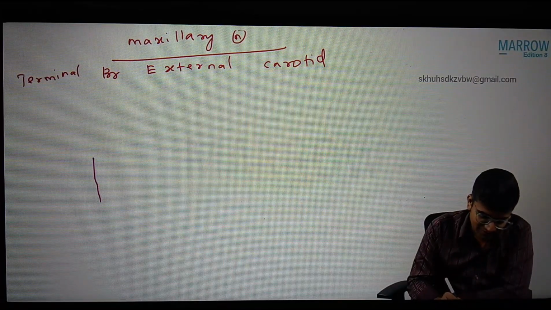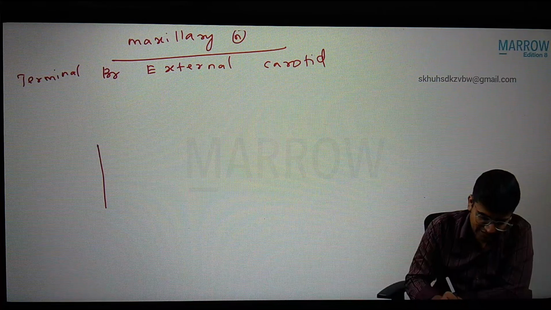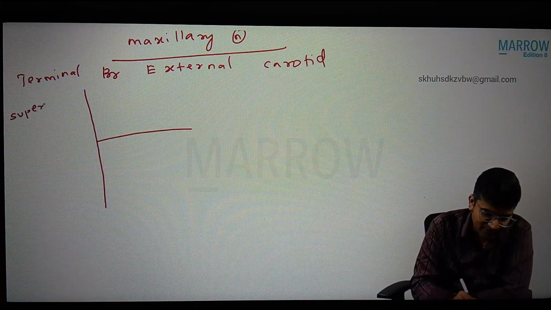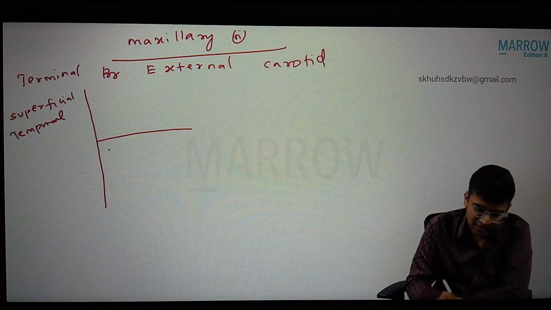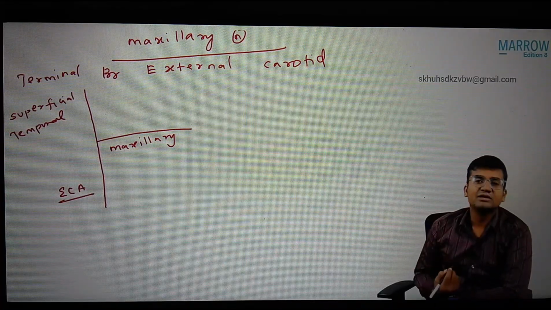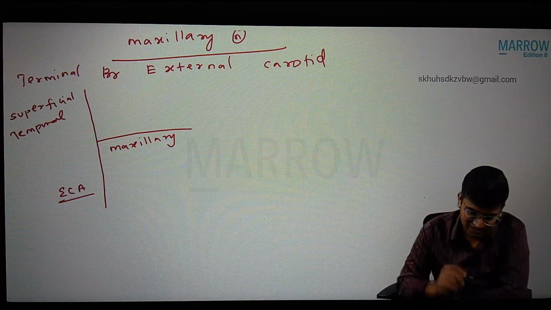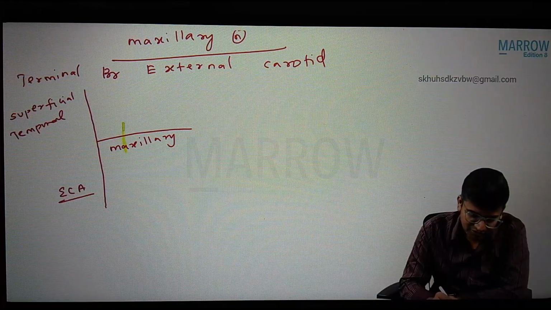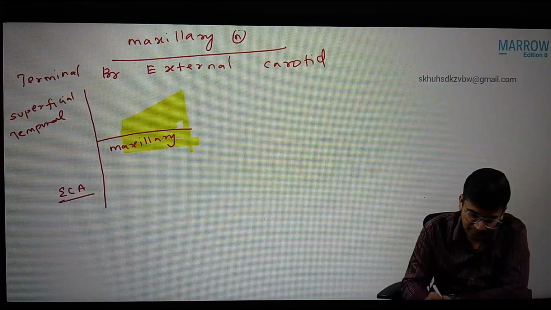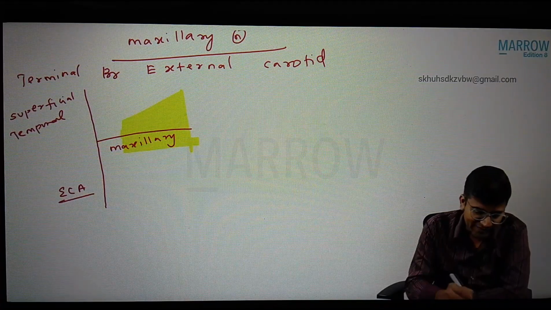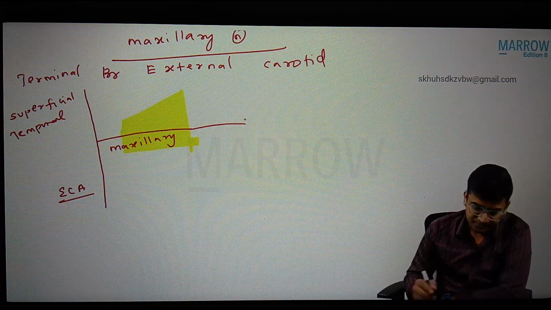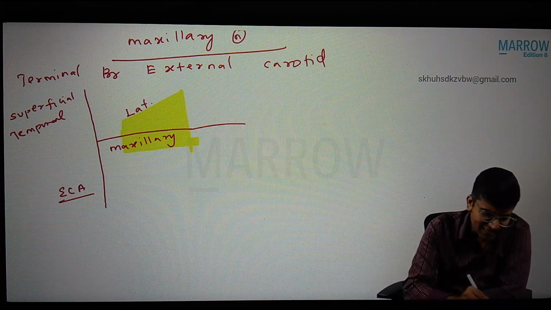So this is the maxillary artery. This is the external carotid. The external carotid gives the two terminal branches. This is the superficial temporal, and this is the maxillary. And this is the external carotid artery. The maxillary artery is divided into three parts by means of the lateral pterygoid muscle. So this is the lateral pterygoid muscle. Now we have three parts of the maxillary artery.